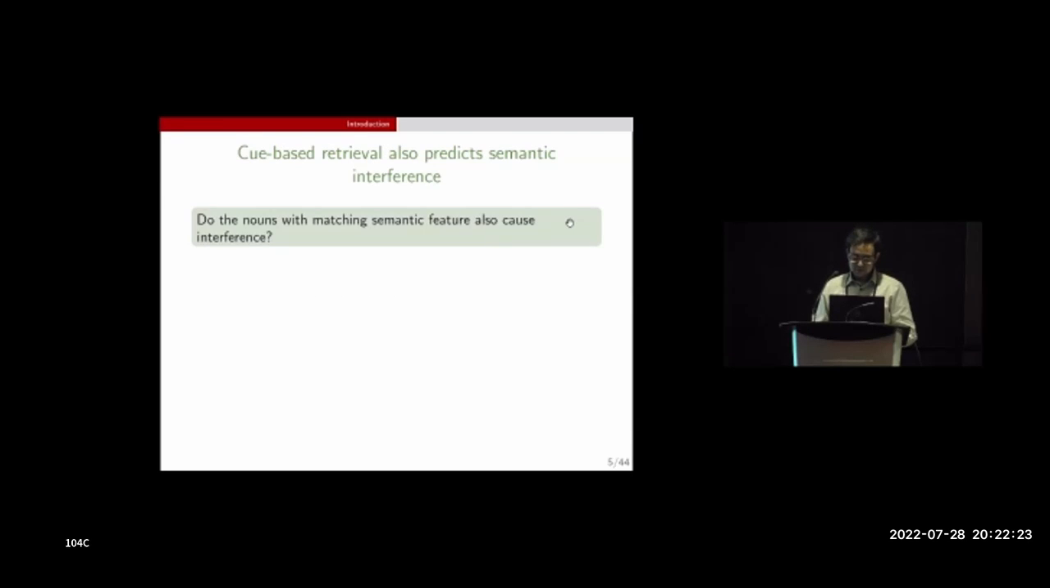But cue-based retrieval also predicts another kind of interference, when the nouns match in terms of a semantic feature. So let's see what the observations are for these kinds of sentences, for example, sentence C versus sentence D. In sentence C, the noun the resident and the noun the neighbor share the animacy feature, and the verb was complaining expects a noun with an animate feature. Now in sentence C, there are two nouns that have the animate feature, so this should also cause interference during reading. That's the prediction of the cue-based retrieval model.